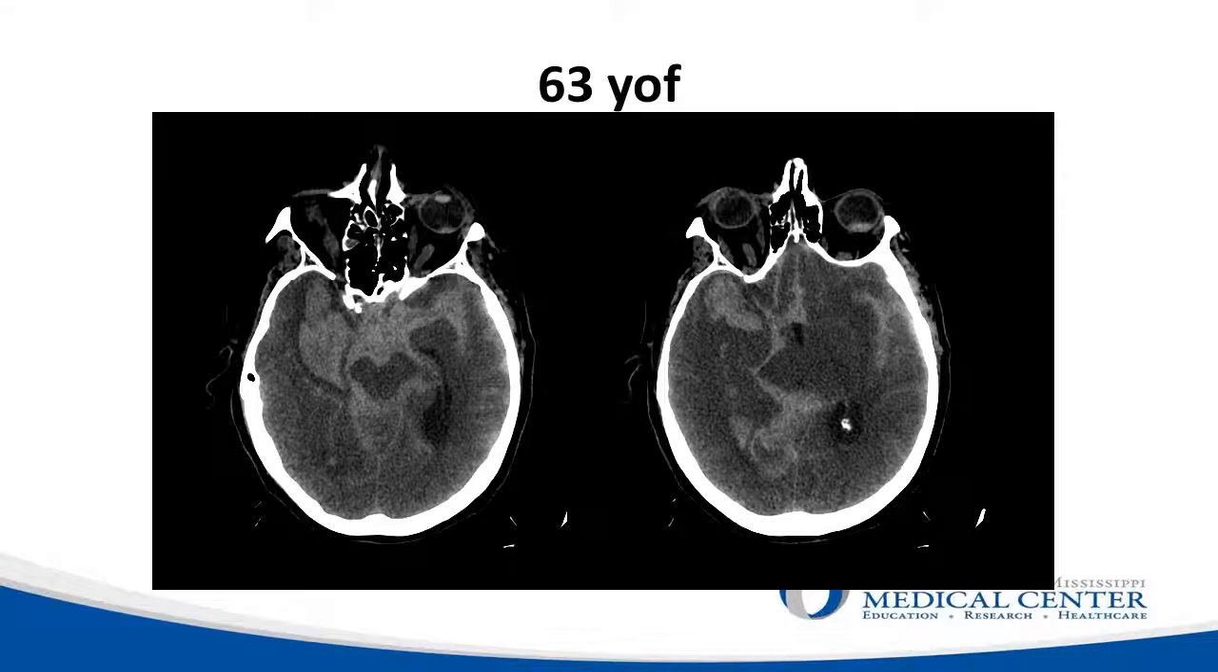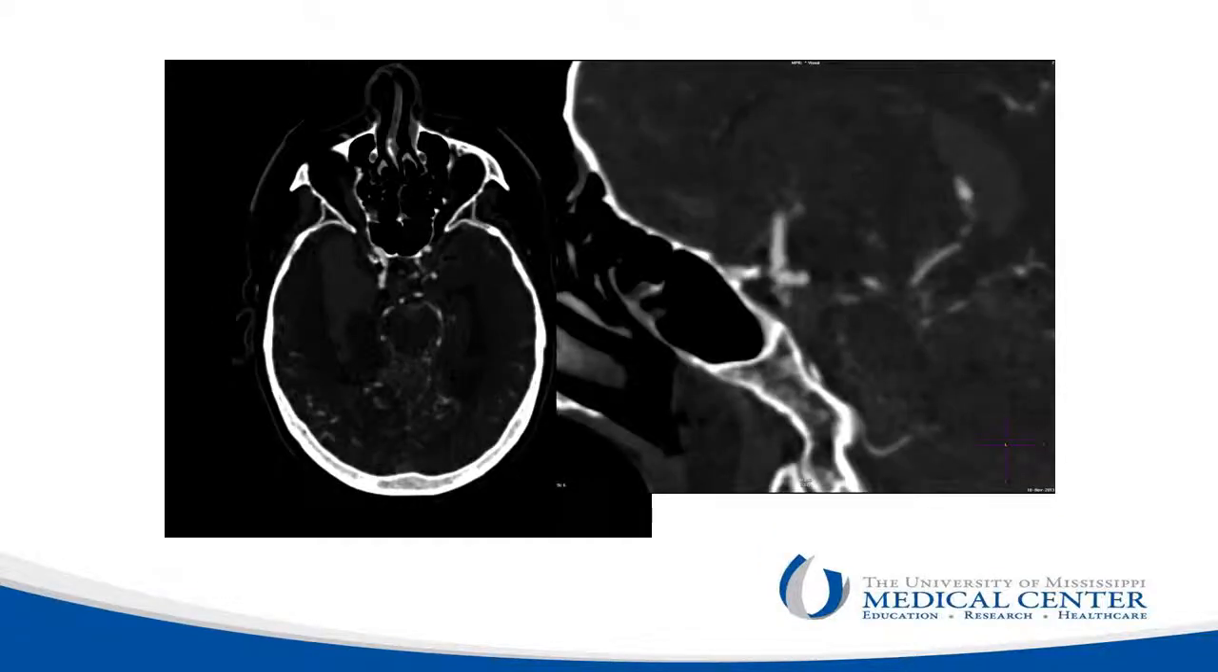This is another case, a 63-year-old woman. There's diffuse hemorrhage throughout the suprasellar cistern, extending into fissures, and looks like a parenchymal component on the right. We do a CTA, and we see a large aneurysm in the region of the posterior communicating artery.